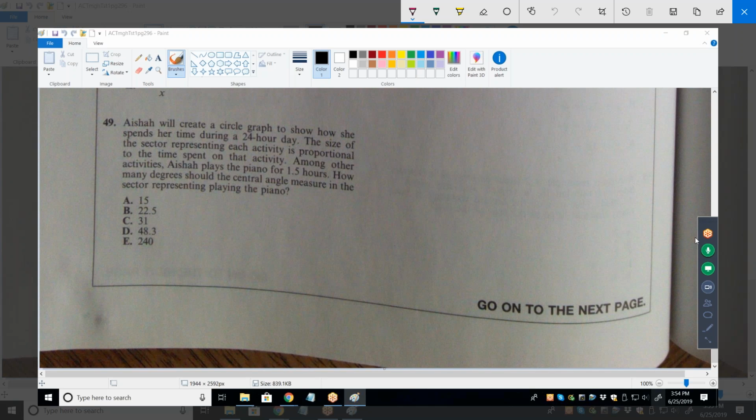That's 22.5 degrees. Okay, that sounds right. How'd you do it? Yes, sir. I divided 1.5 by 24 and multiplied that by 360. There's the proportion. And that's exactly what you did. You multiplied by the 360 and it solves for that. Okay. Good.